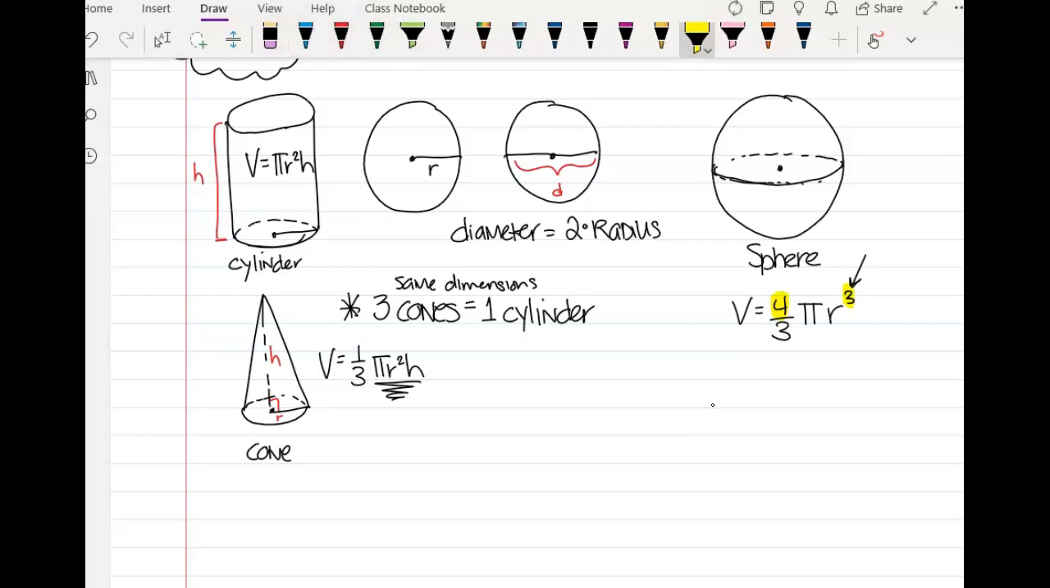How do I work backwards to find the radius? How do I work backwards to find the height? And those kind of things. Okay. The other thing that we talked about too was an answer in terms of pi.